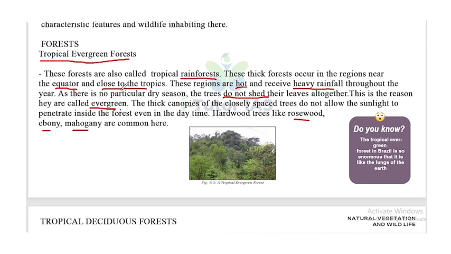What are the characteristics? First, they are mainly found near the equator and close to the tropics. Second, the regions are hot and receive heavy rainfall. Then they do not shed their leaves altogether in a particular season, which is why they are called evergreen. And finally, rosewood, ebony, and mahogany are the common trees here.